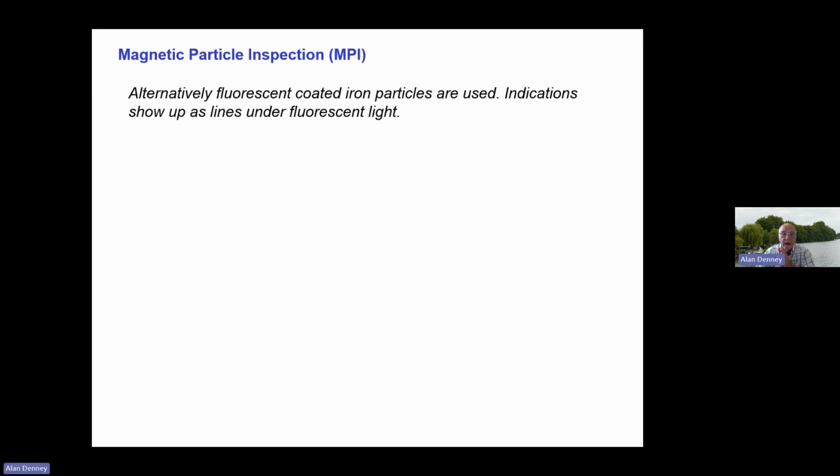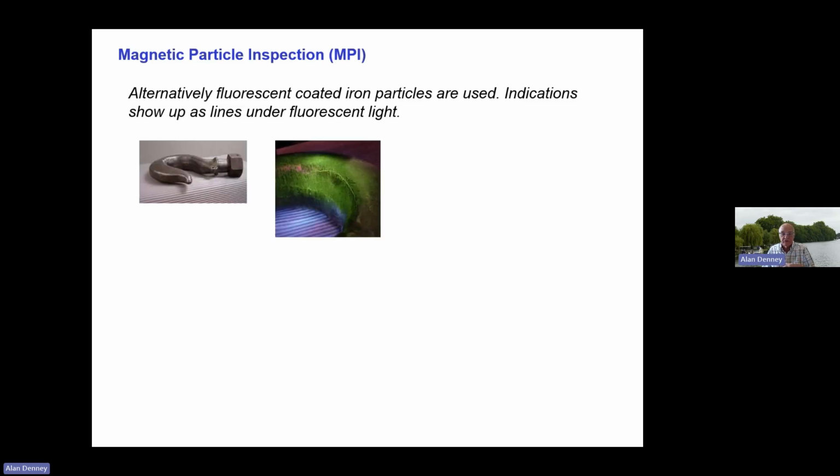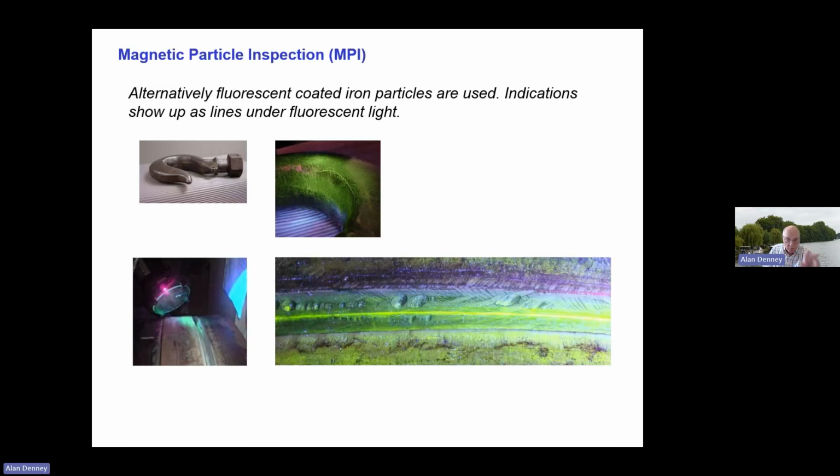Now, alternatively, you can use fluorescent coated particles, and then indications have to be shown under fluorescent light. So that's a crane hook that's been examined, and then under fluorescent light you're seeing the indication there. And those weren't my photographs.